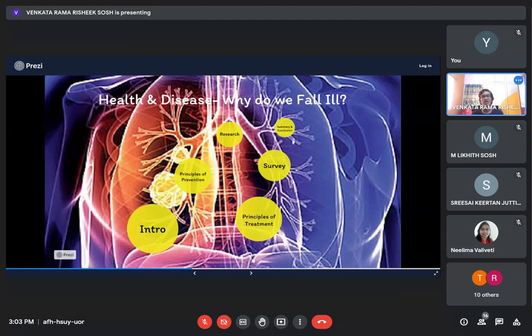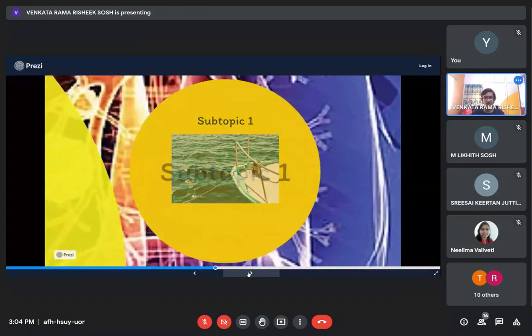Now, coming to principles of prevention: certain bad habits and addictions such as alcoholism, drug intake for euphoria, and smoking, and misdiagnosis and usage of wrong drugs. These are some basic principles of prevention so that the immune system works well and the body does not keep getting damaged. Now let's go to the next section, my survey.